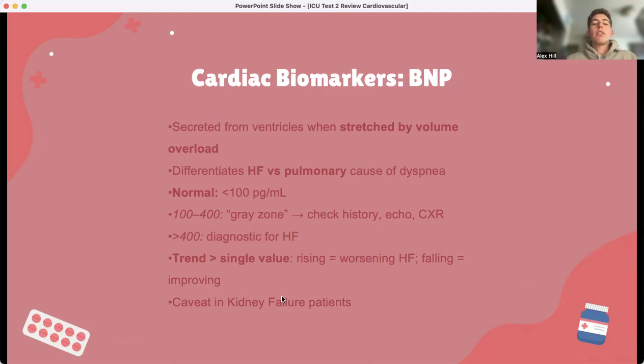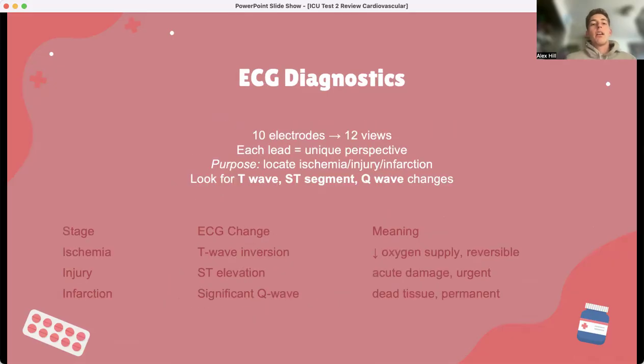So here are the different zones. And a caveat or an exception to this is kidney failure. BNP is excreted in the kidneys. And obviously, if you're holding on to fluid because you're in kidney failure, then you'll have a high BNP just because you have more fluid. So, okay.